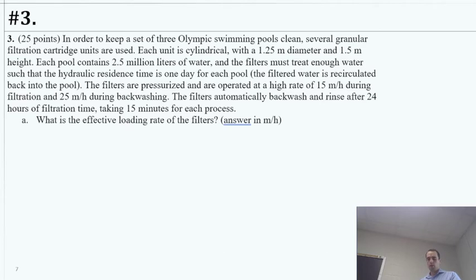And that water is actually recirculating back in. Okay, so that means we're not having a net flow anywhere. It's just irrelevant for the problem, really. Just kind of context there.